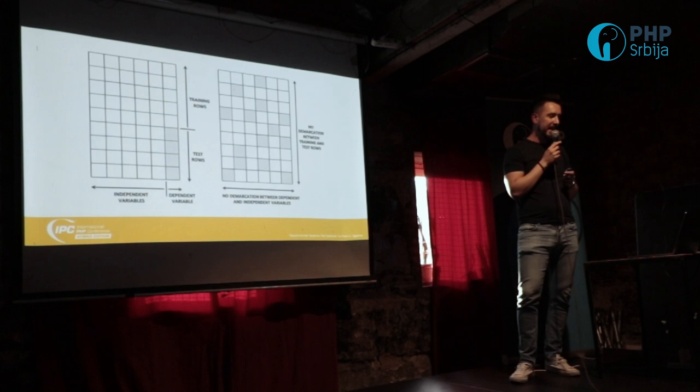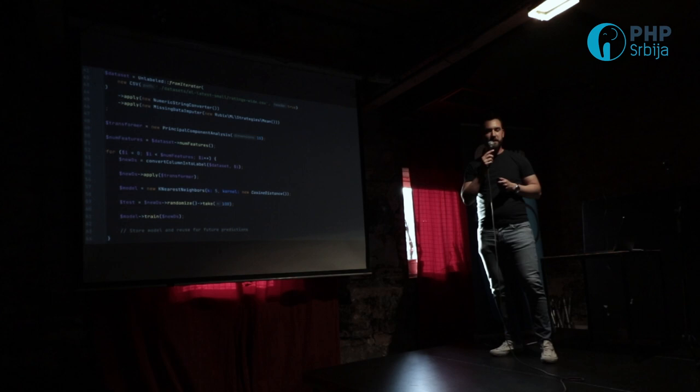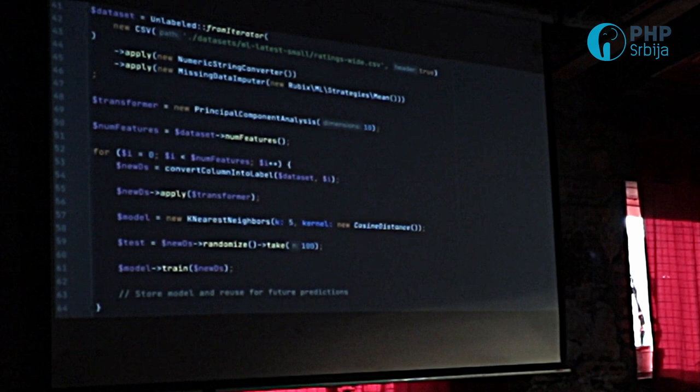Now, how hard can it be in Rubik's ML, right? Well, it turns out it's a pain, to be honest, and it's one of the reasons why I said that there are some things where maybe, after this, you might consider contributing. Rubik's ML has a perfect way of doing dimensionality reduction, and it's called transformers, I think. But the problem is it's missing some stuff like dropping a column.